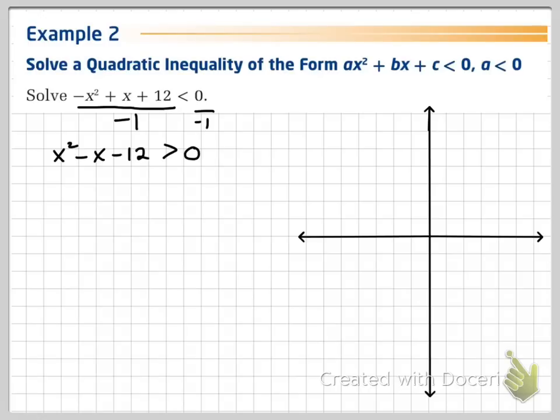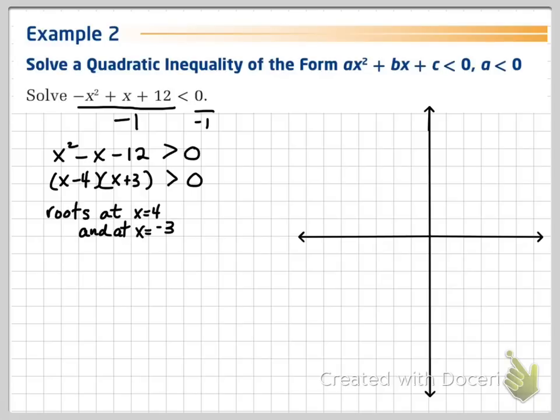If I divide both sides of our inequality by negative 1, I'm going to get a positive x squared minus x minus 12 is greater than 0. So I've changed it. By dividing by -1, we change the direction of the inequality sign. Now we can factor this into x minus 4 times x plus 3, so our roots are going to be at x is equal to 4 and at x is equal to -3.